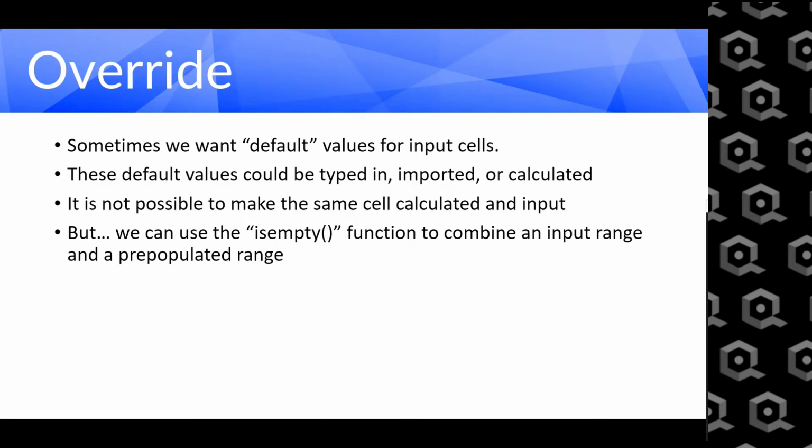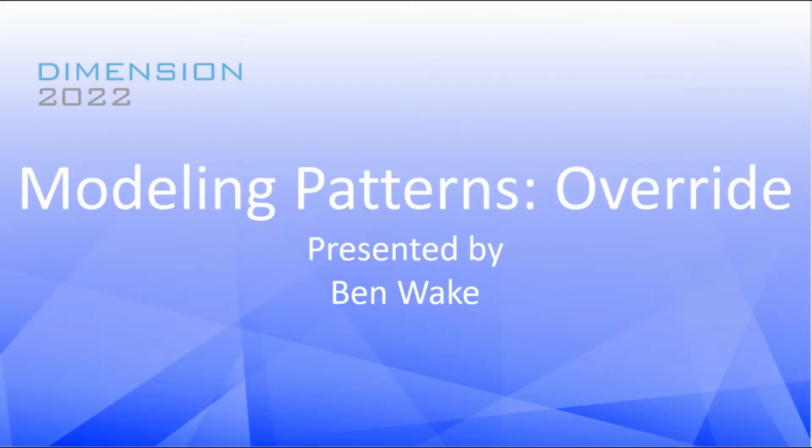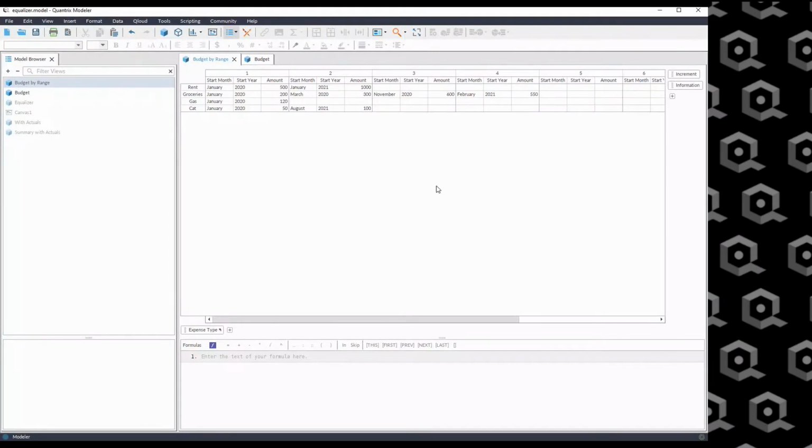However, what we can do is use the power of the isEmpty function and a simple if statement to combine an input range and a pre-populated range, such as a calculated range or a data import range. So I am going to, assuming I can figure out how, drop my slideshow and bring up my demonstration model. I thought I would do something here that I hoped would be relatable to people without getting into any particular business jargon.